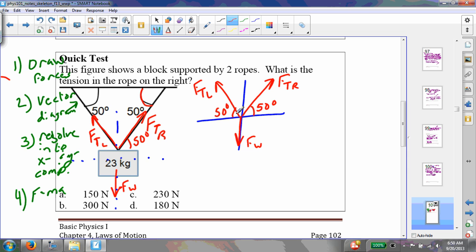Then I'm going to resolve my forces into their x and y components. By the way, this first step and this second step might be combined. Once you have more practice, you might just be able to combine those steps where you draw your vector diagram on the actual figure labeling all the forces. Okay, so now I'm going to resolve my vectors into their x and y components.